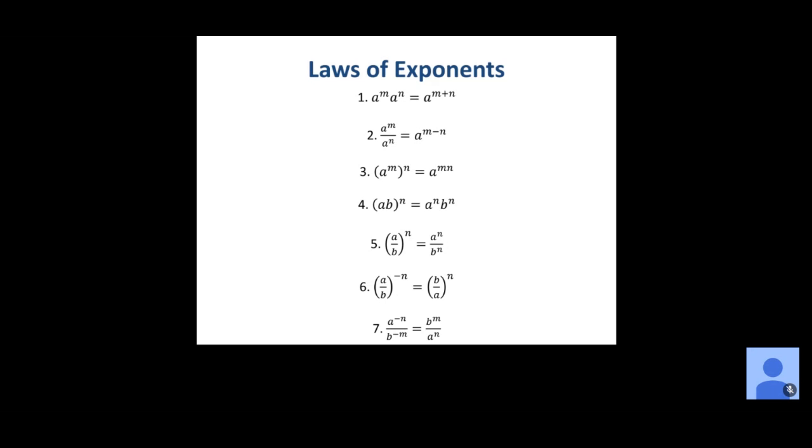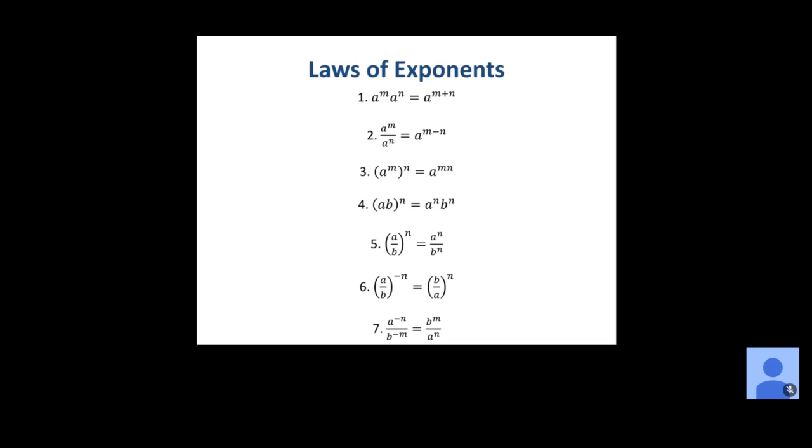And then the third one here, if we're raising a power to a power, so we've got a to the m, and then that whole thing is being raised to some other exponent n, then we're actually going to multiply those exponents together. And so we're just going to get a to the m times n. And then our fourth law here says that if we have the product of two real numbers, a and b, in parentheses being raised to some exponent, we can actually just do a to the exponent and b to the exponent and then just multiply those things together.